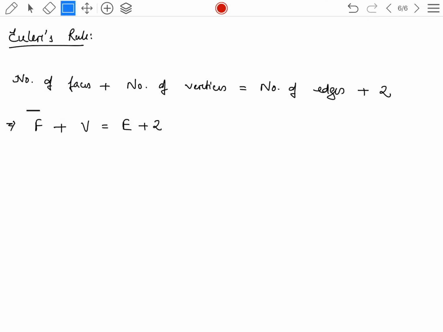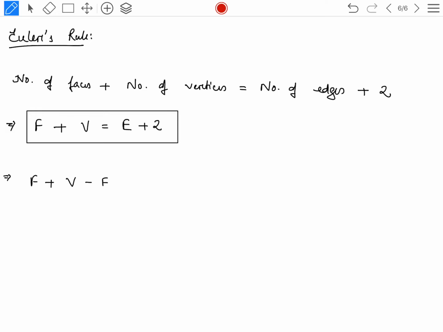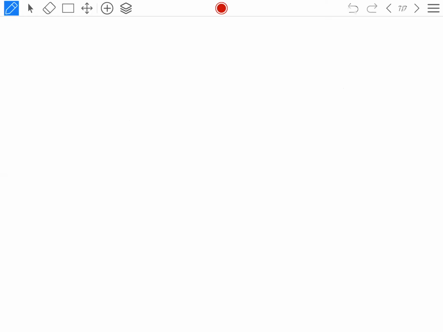This is Euler's rule, that is F plus V equals E plus 2. Face plus vertex equals edge plus 2. This formula can also be written as face plus vertex minus edge equals 2. Same formula. This formula you have to keep in mind, that is F plus V equals E plus 2.